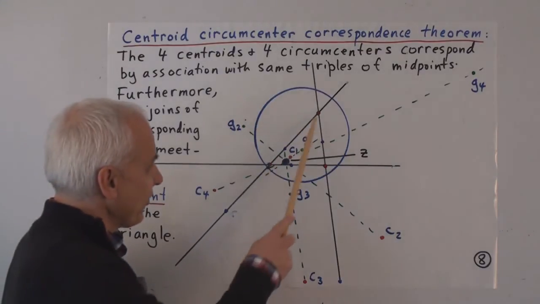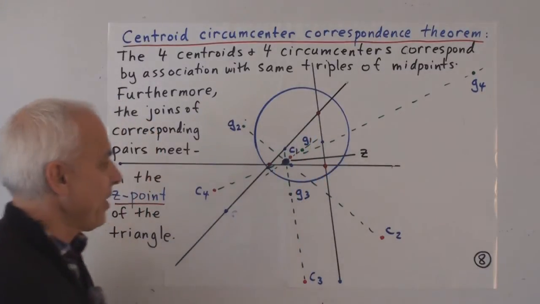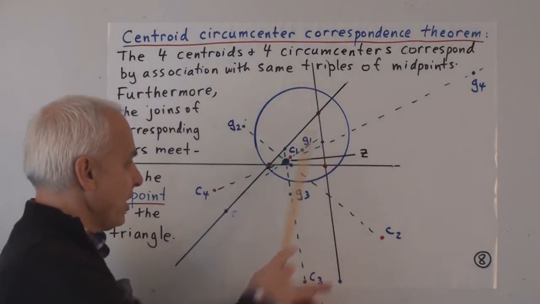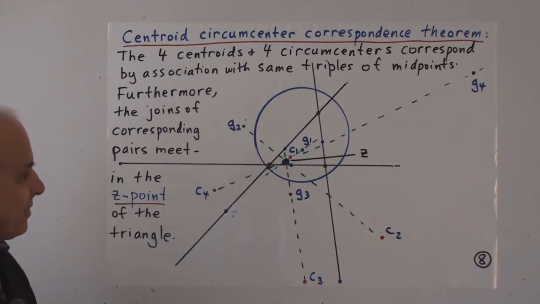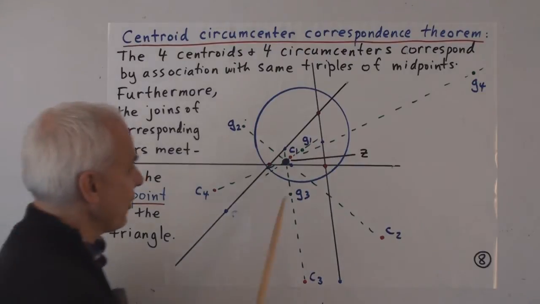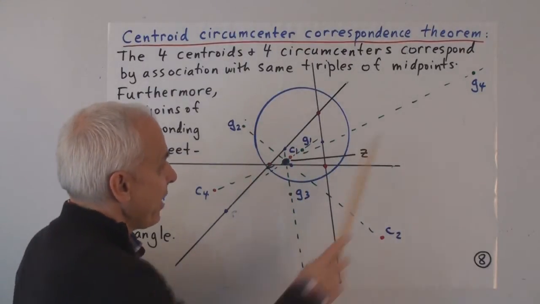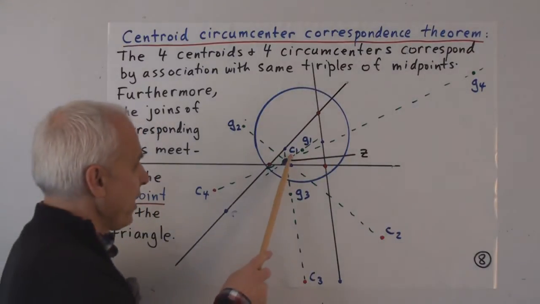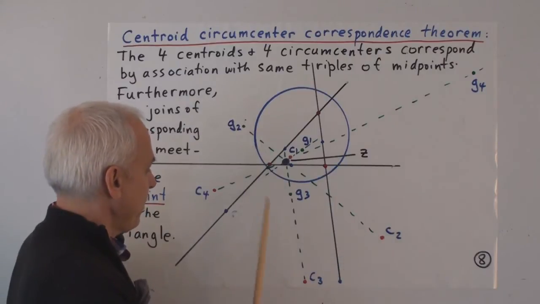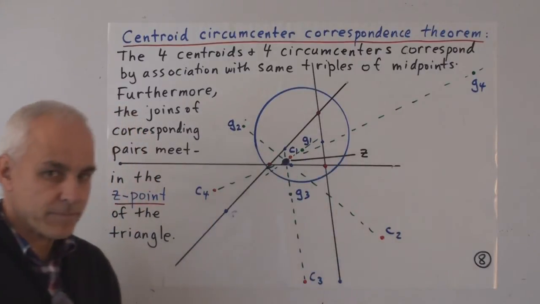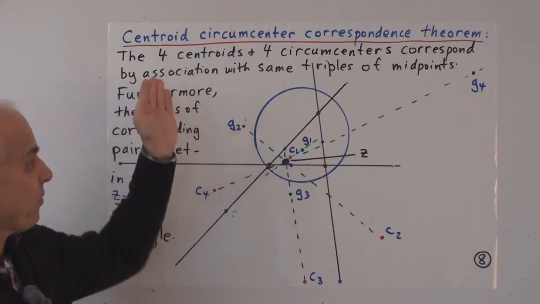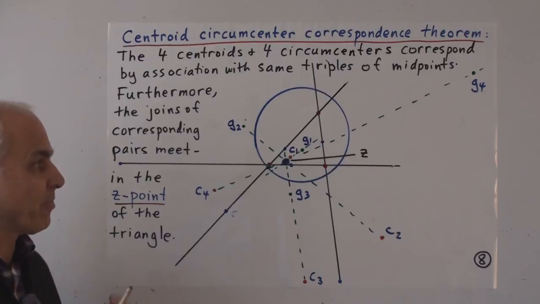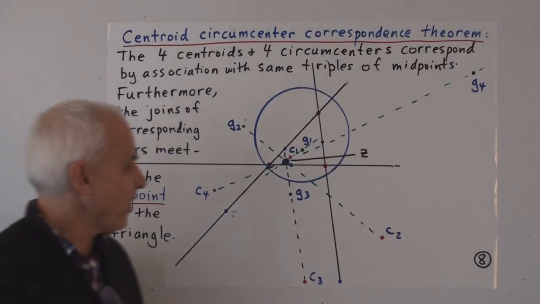So here's a triangle, more or less the same one that we've been talking about, which has 6 midpoints, 2 there, 2 there, 2 there, and therefore it has 4 centroids, 1 there, 1 there, 1 there, and 1 up there. And it has 4 circumcenters, 1 there, 1 there, 1 there, and 1 there. Now the theorem states that the 4 centroids and the 4 circumcenters correspond by association with the same triples of midpoints. What does that mean?